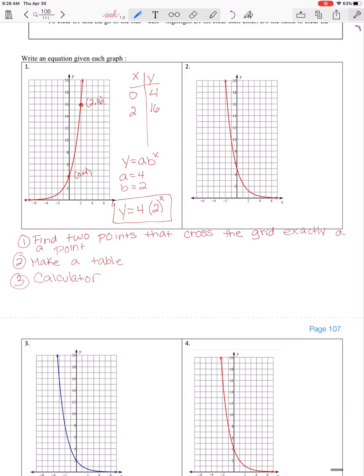So let's look. Step 1, we find our 2 points. My 2 points are going to be 0, 5, and let's see, -1, 10. I recommend never using the point where the arrow is because you can't really tell if that's an exact point. So just keep that in mind. So I write down my table, x, y. I have -1, 10, 0, 5.